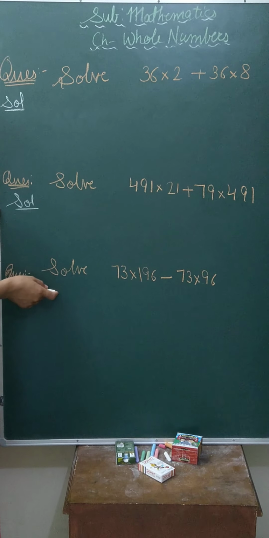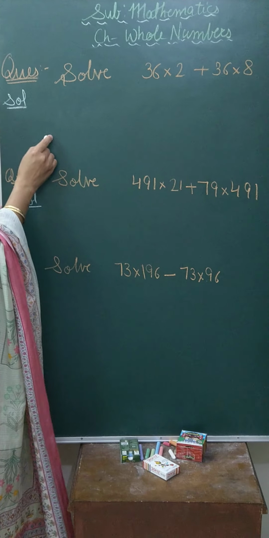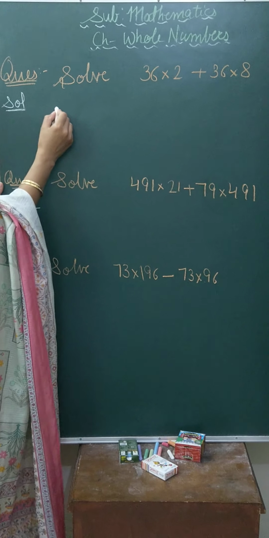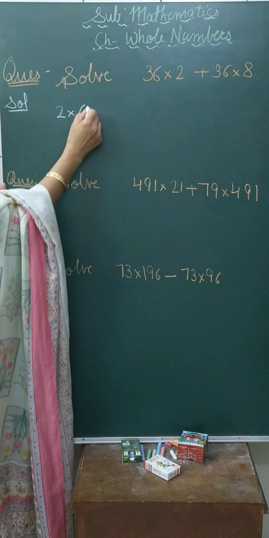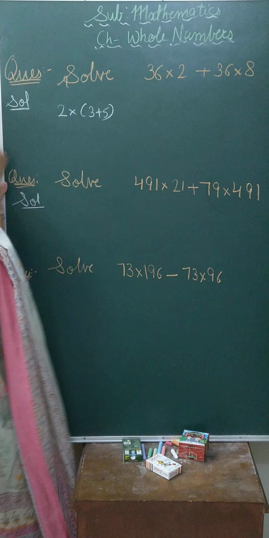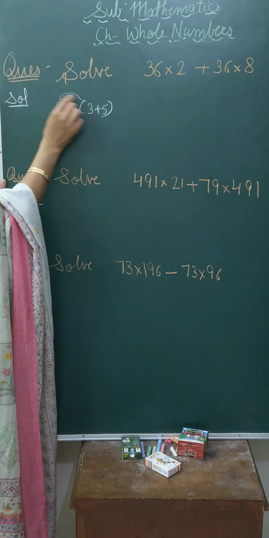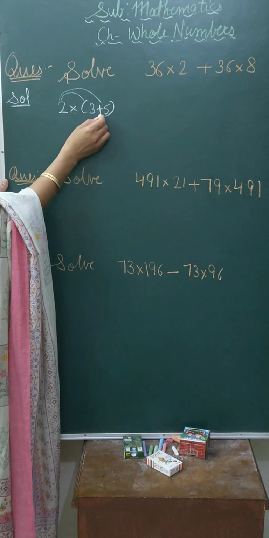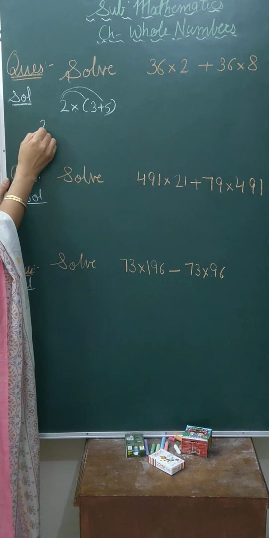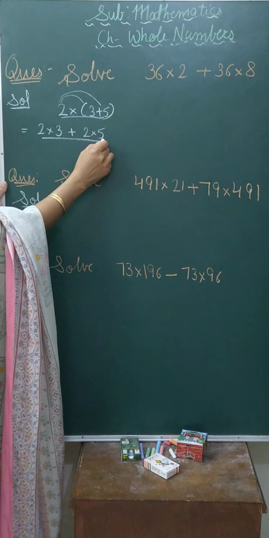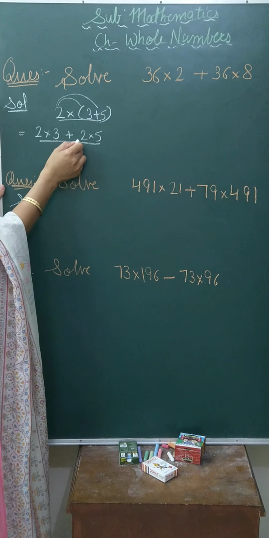I have written some questions here, and before doing those questions, here I am writing one example. 2 multiply 3 plus 5. What does that mean? If I am using the distributive property of multiplication over addition, that means I can write it as 2 multiply 3, 2 multiply 5 with an addition sign in between. That means the solution for this is this. This is your distributive property.